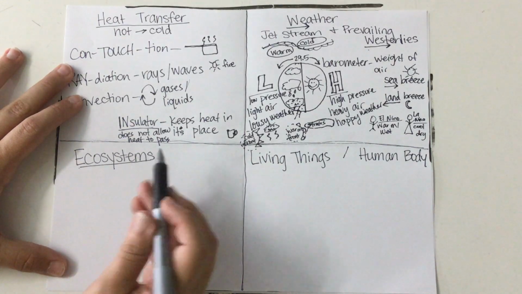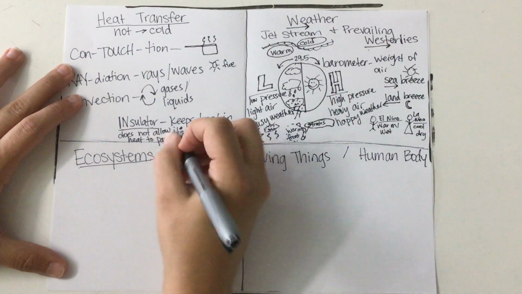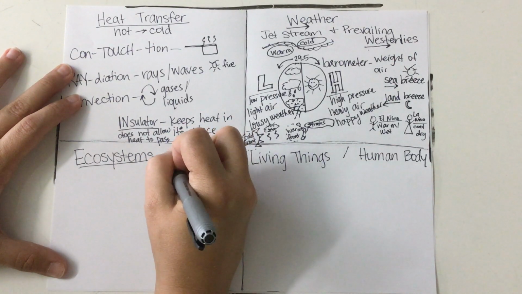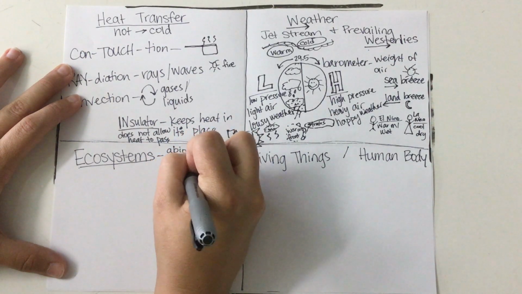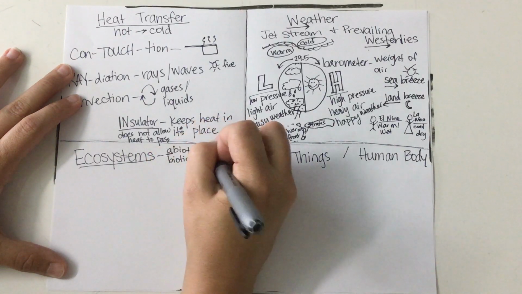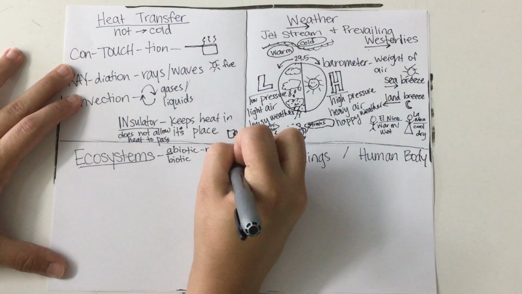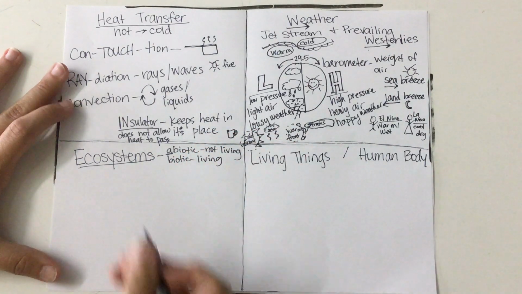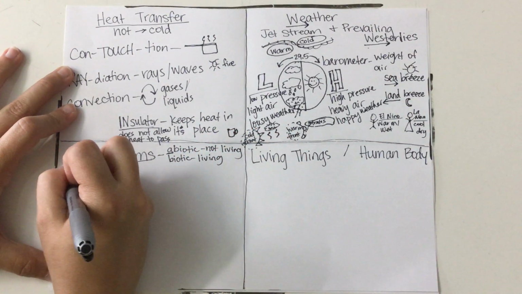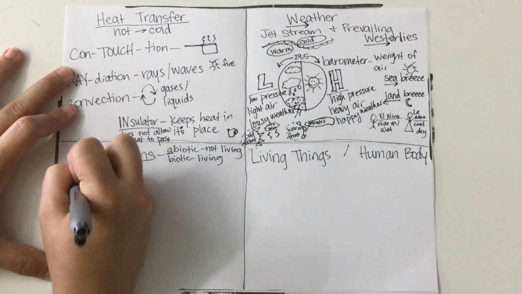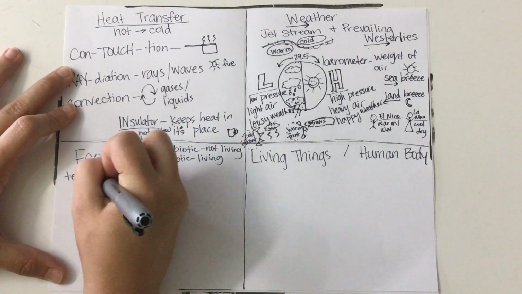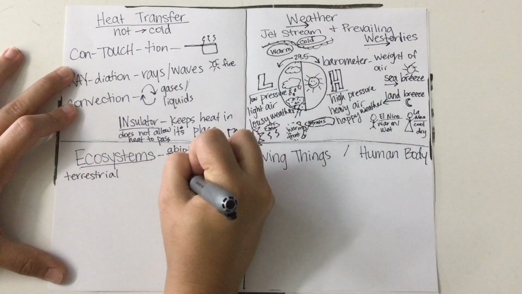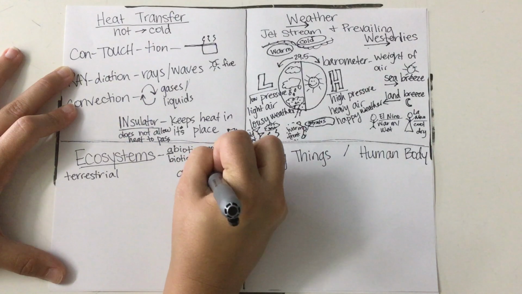Now we're going to talk about our ecosystems. Remember that ecosystems are when your abiotic and biotic factors are working together. So abiotic is not living, biotic is living. They're working together. There's two types of ecosystems. We have terrestrial, which are your land ecosystems, and your aquatic ecosystems. We're going to show those in two ways.